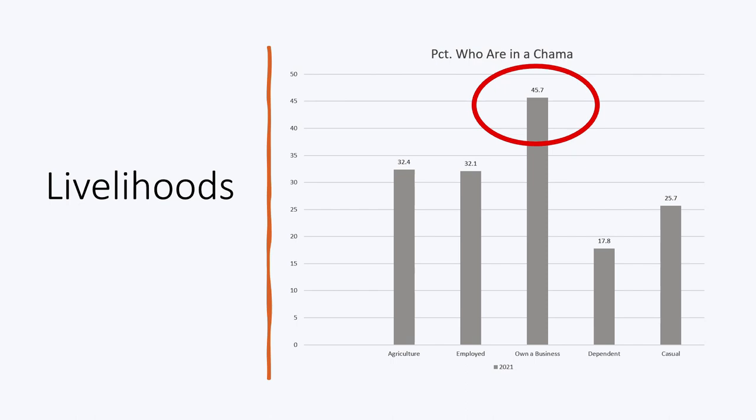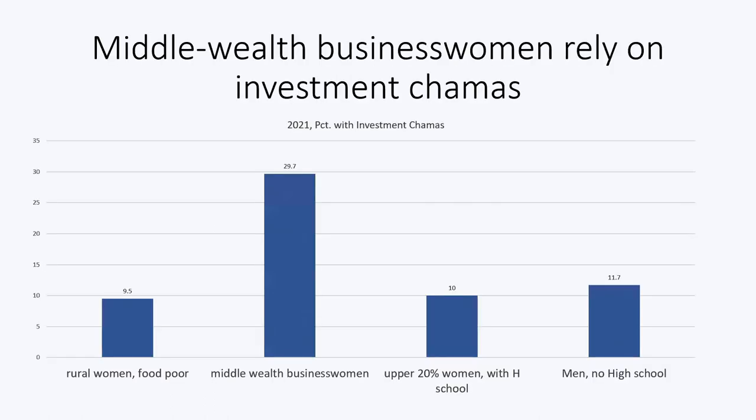So we try to explore some of that in our focus group discussions, and one of the groups that we interrogate helps us to understand a little bit more about this. Next, please. So related to that is also the fact that with this slide, we're seeing that there's reliance on investment chamas. It's also quite predominant among middle wealth business women, as opposed to those that are rural food poor and also those in the upper 20%. So it's quite similar to what we've seen with the other graph in terms of investments and who's investing in these chamas. So next, please.